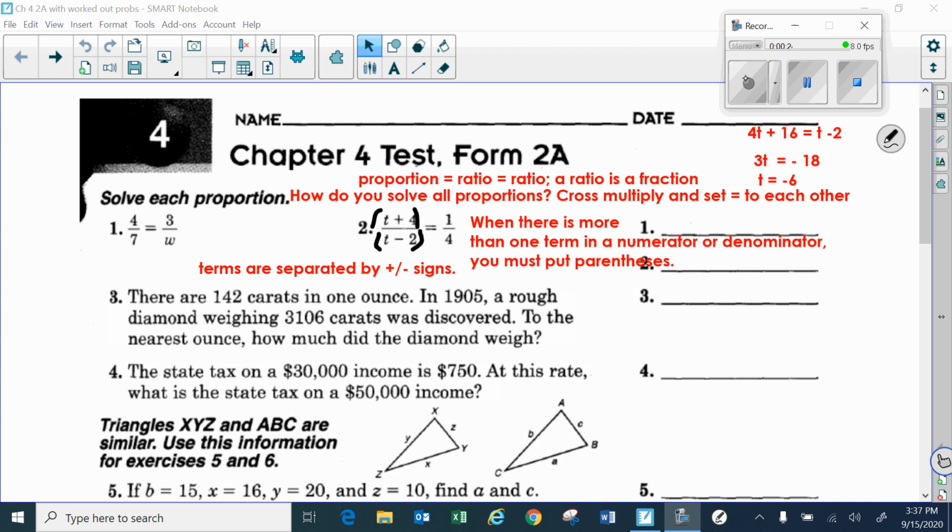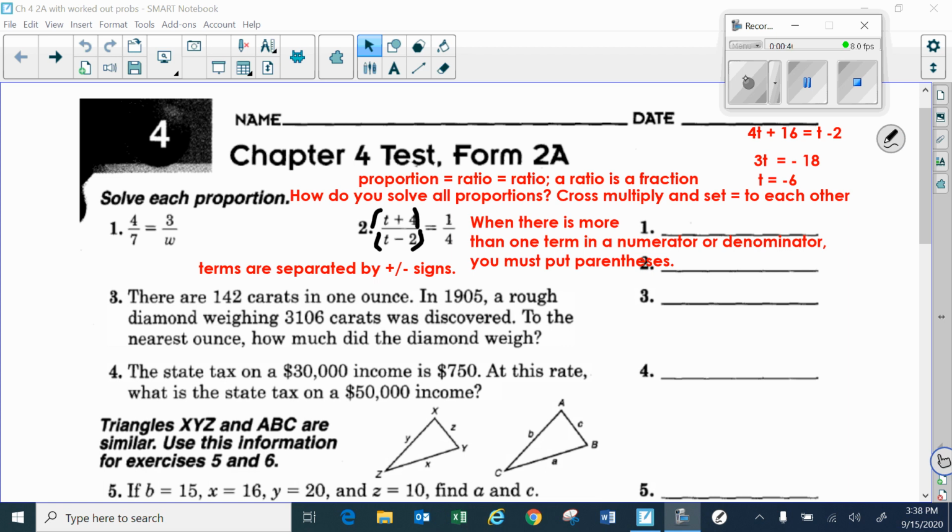Remember, a ratio is a fraction. So some people say a fraction equals a fraction. How do you solve all proportions? You cross multiply and set them equal to each other. As you see right here, when there's more than one term in a numerator or denominator, you must put parentheses.